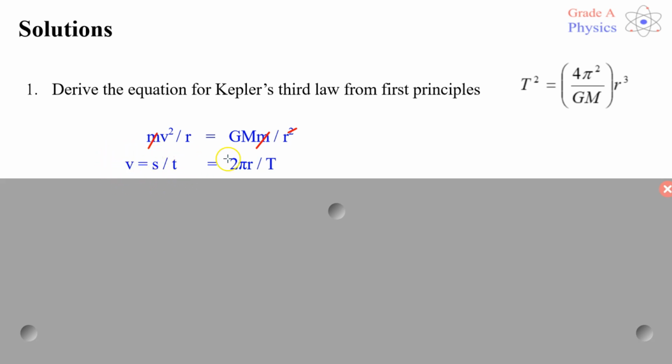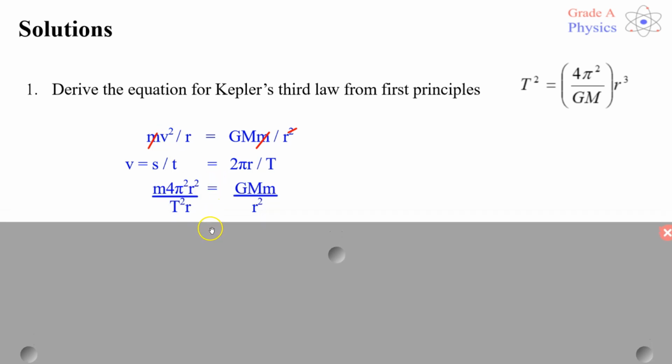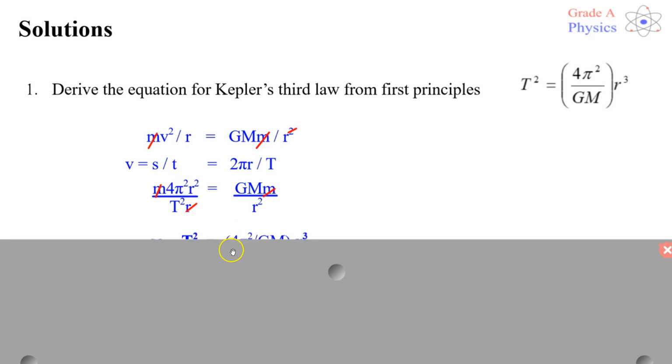So v equals s over t, where s would be the circumference, 2 pi r. So we need to substitute this into the first expression over here. So we end up with this thing here. We've already cancelled the m's, get rid of those. Get rid of one of the r's over here. Hopefully you can see that the T squared comes from this. And once we get rid of one of those r's, that will give us r cubed. And then we're pretty much there.